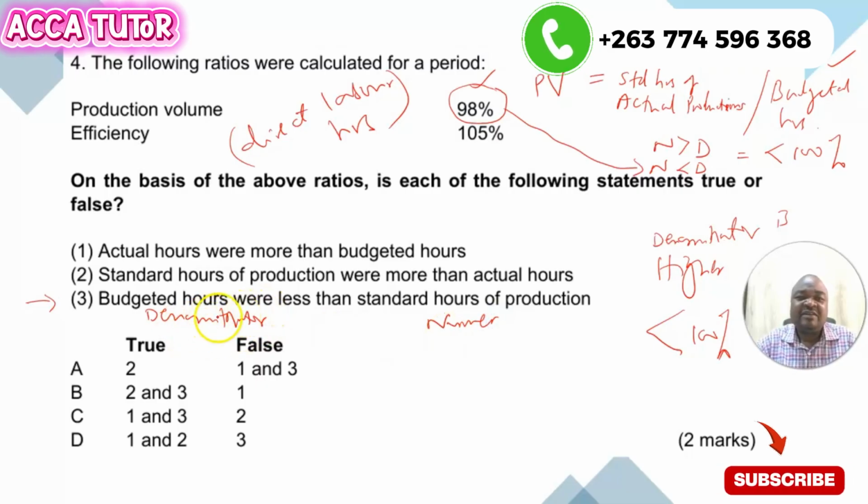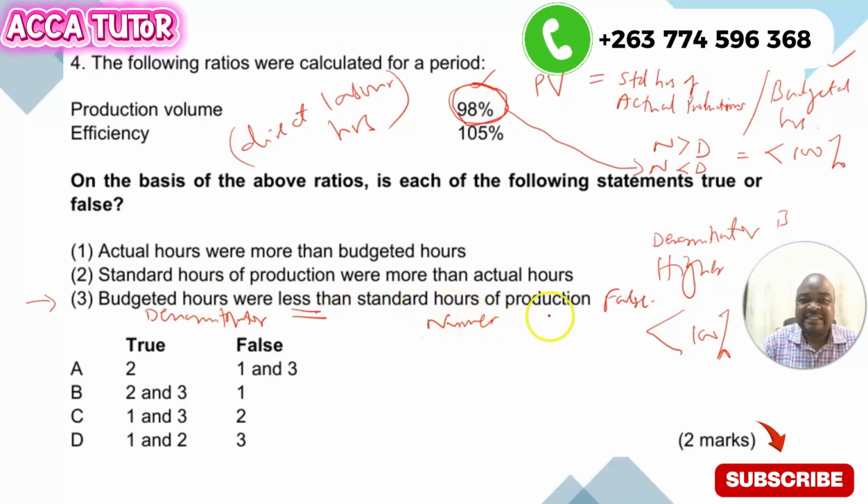If the denominator is less than the numerator, it simply means we are going to get a ratio which is greater than 100%. But according to the formula here, we obtained a ratio that is less than 100%. So in that case, this statement is false. Because if the budgeted hours are less than standard hours, it simply means that we were supposed to have a production volume ratio that is above 100%. So the statement here is false.